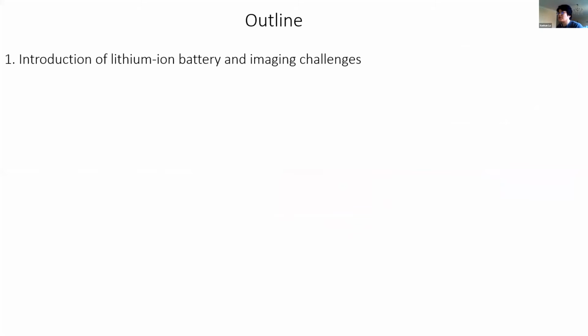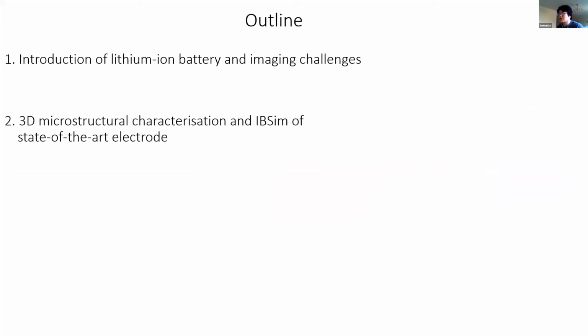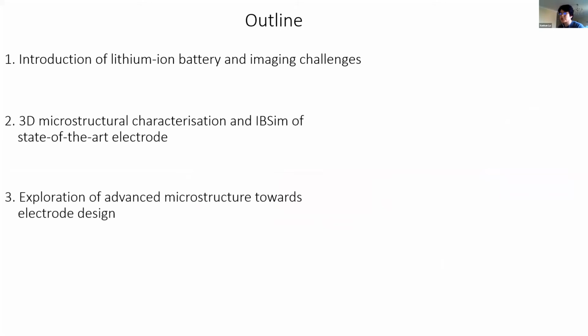So my talk starts with a basic introduction of the lithium-ion battery and the imaging challenges. Then the 3D microstructure characterization, the image-based simulation of the state-of-the-art electrode. In the end, I will try to use this technique to explore some advanced microstructure to improve the performance. I know some of the people in the audience come from different areas, so I will try to use the most simple and basic language to explain this content so that you won't get drifted away.